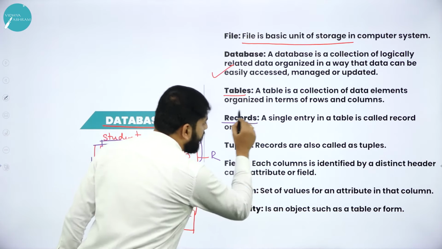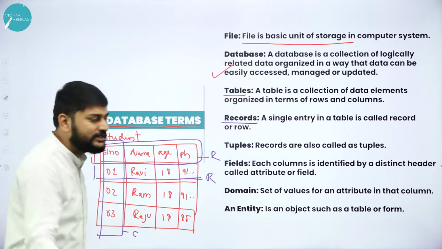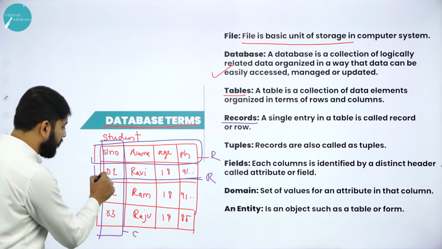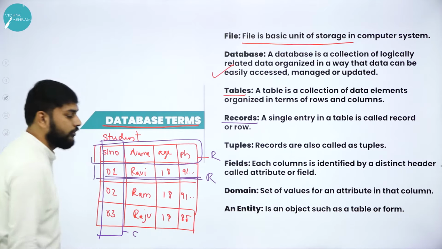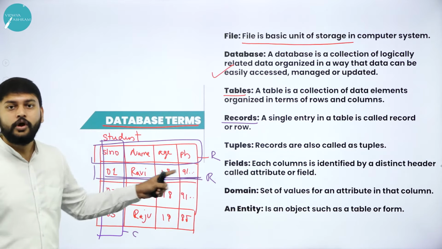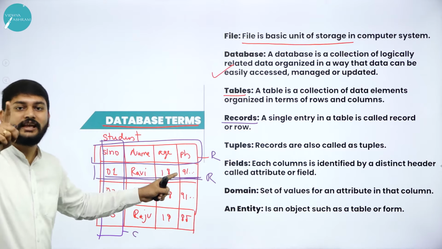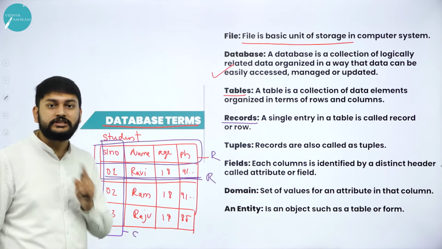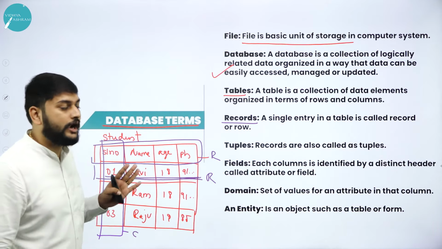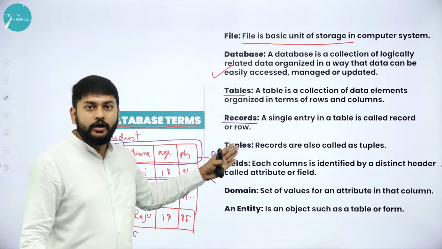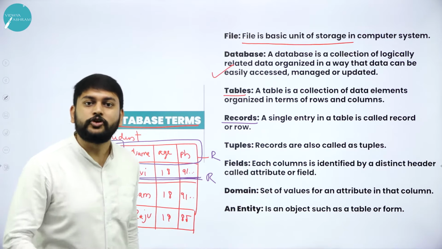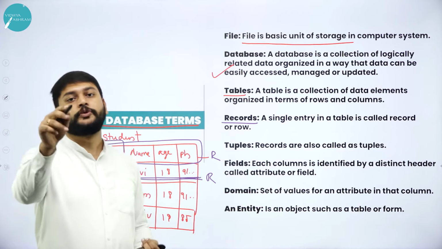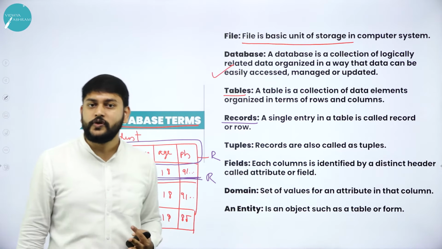So fine. What is the next one that you have? You have records. Please understand. A single entry in the table is called a record. This one row, this is what I will call a single entry. So this is what I will call a record. Another name for the row is record. That is what you have to understand. So what is a tuple? I will call the record a tuple. I will call the row a tuple. That is what you have to remember.